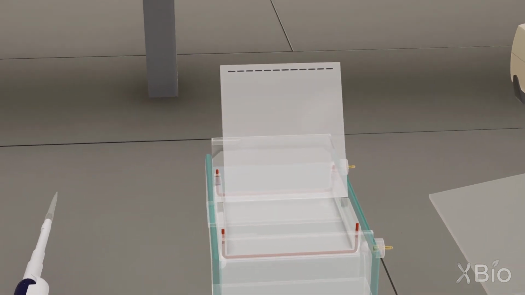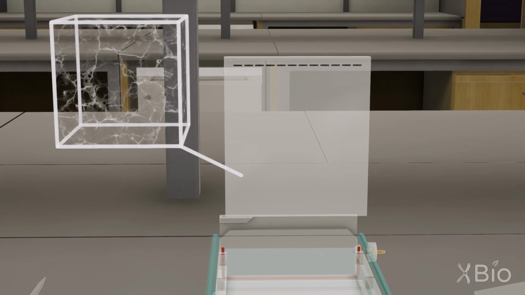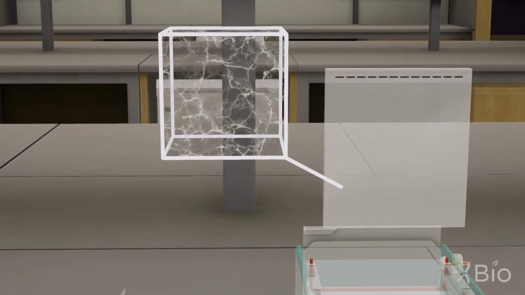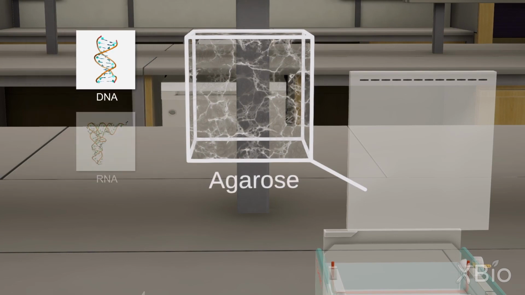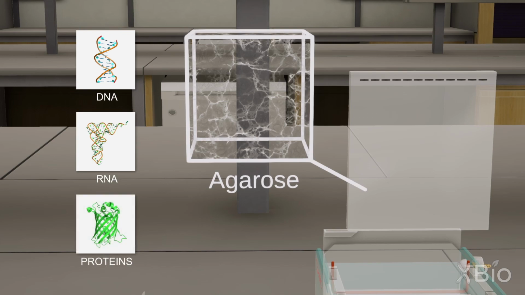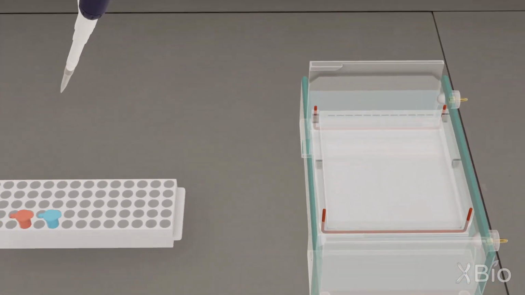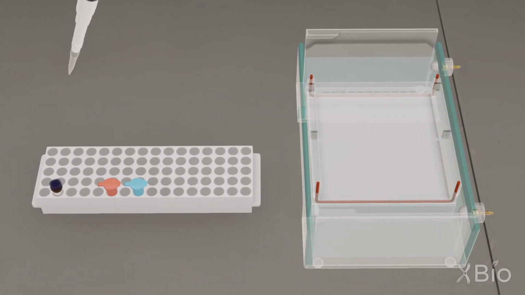A gel is a porous molecular sieve, and it can be used to separate mixtures of molecules and spread them out over a large area for visualization. For this segment, we're going to focus on separation of DNA with agarose gels. But bear in mind that other molecules like RNA and proteins can be separated with other types of gels. Let's see what happens when we perform electrophoresis on this sample.